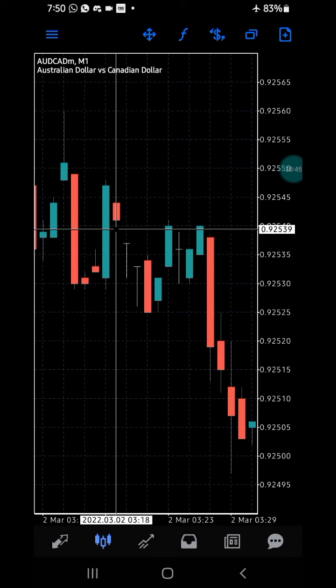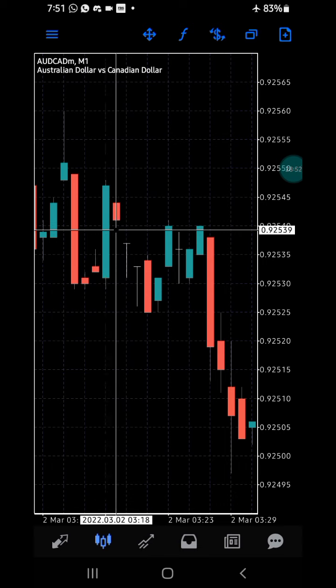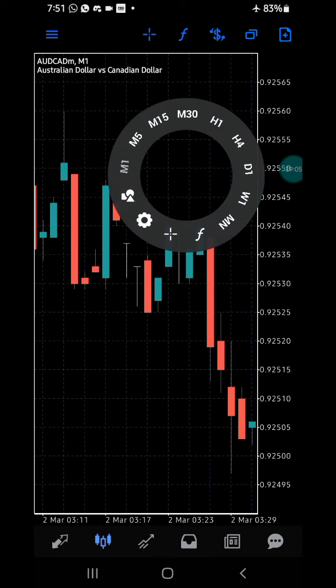If you notice, the other one was 3:17. Then this other one is 3:18. It shows that the difference between one candle and the next is a space of 1 minute. One minute interval, one minute interval. So that now explains this M1.